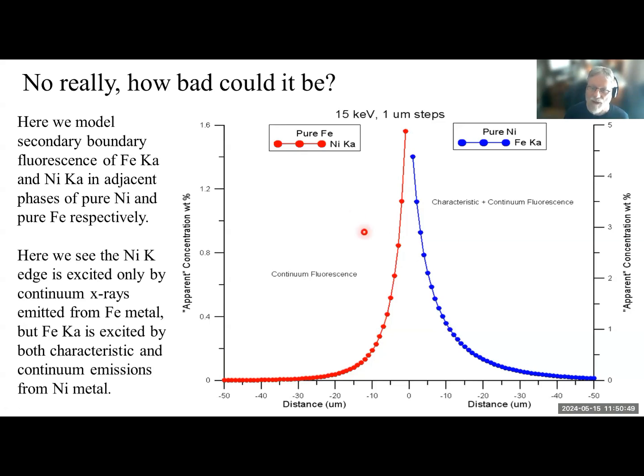And even when there's no characteristic emission causing a fluorescence, in the case of measuring nickel K alpha in pure iron, just from continuum fluorescence, I'm sorry, let me rephrase that. At 10 microns, we're getting 1 weight percent of apparent iron in pure nickel next to iron. Here at about 10 microns, we're getting about 0.3 weight percent just from the continuum fluorescence. So these can be big effects. Not always though.